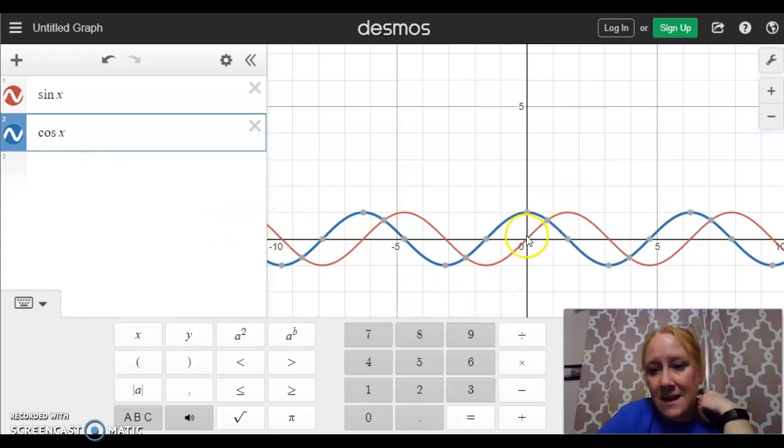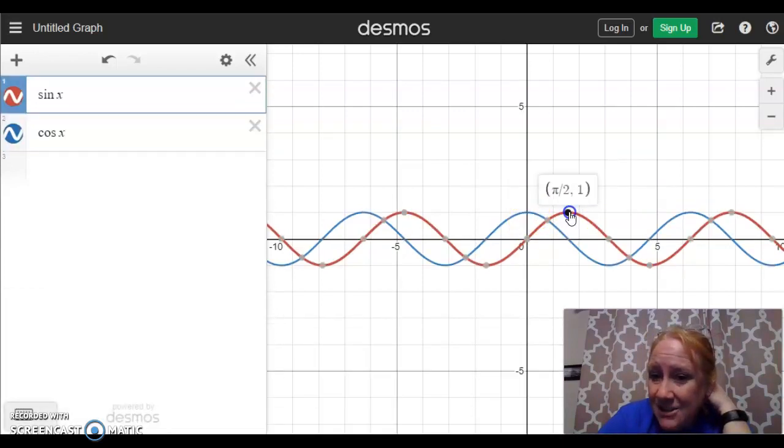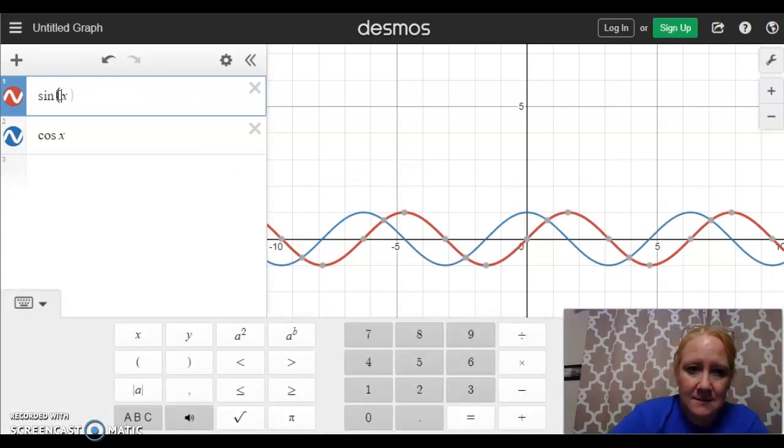Okay, so sine starts at 0 and then goes up and down and up and down. Well, cosine, do you see how it oscillates the same thing? But it's really just, let's see, if I took cosine and shifted it pi over 2 to the right. So watch this.